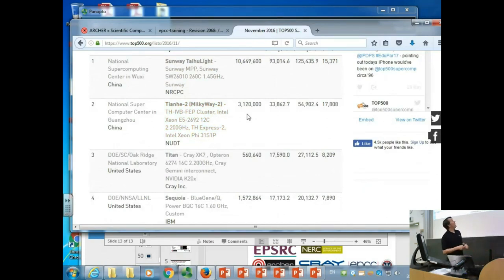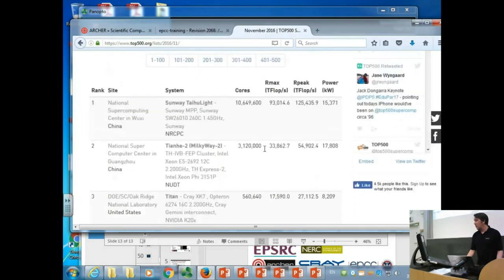The Chinese have the two fastest supercomputers in the world. Previously they had this machine, I can't remember how to pronounce it, apologies, I think it's Tianhe, which had 3 million cores. Its power consumption was 17 megawatts. It's a lot of power. But its peak performance was 54 petaflops. That's 54 times 10 to the 12 floating point operations per second, which is a big number.